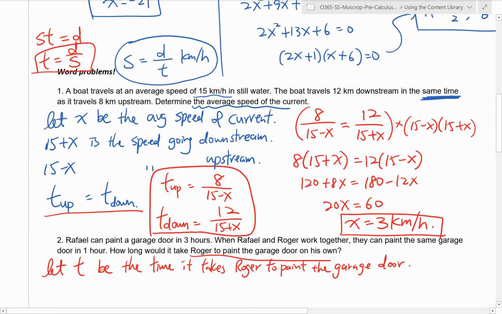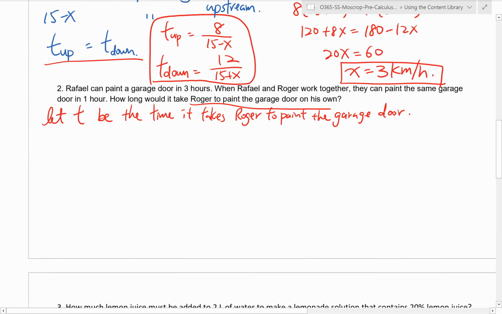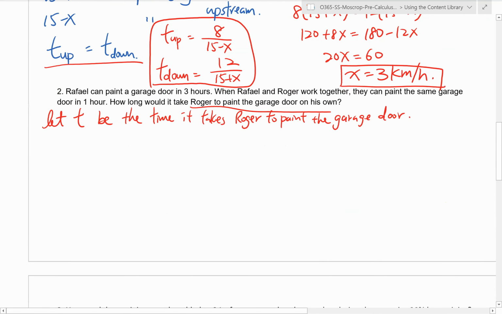Here it says t is equal to distance divided by speed. That's the time. So it's actually very similar. What you think here is time is equal to, instead of distance, the work, the amount of work divided by speed. In this case, our work is 1 garage door. So the time it takes to complete the painting would be the number of garage doors divided by how fast, right? Divided by the speed.